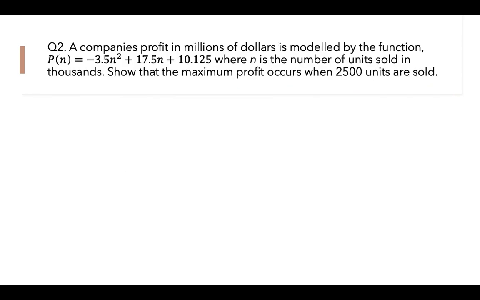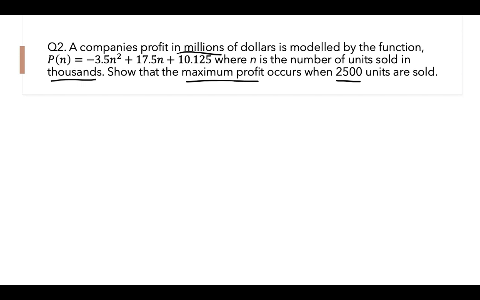Number 2, a company's profit in millions of dollars, so the unit is in millions, is modeled by the function where n is the number of units sold in thousands, so you have to be careful with the units, and show that the maximum profit occurs when 2,500 units are sold.